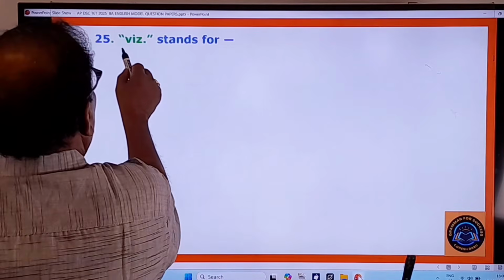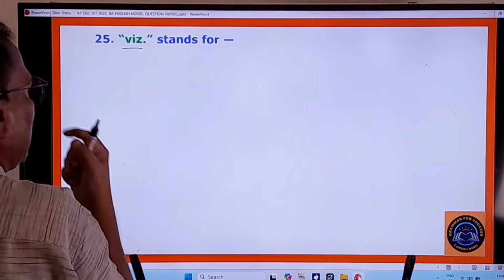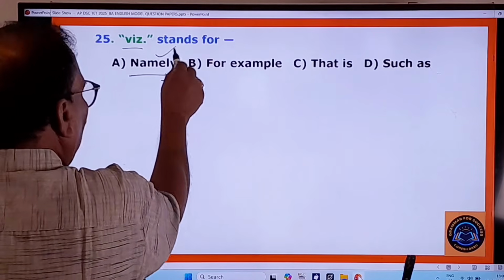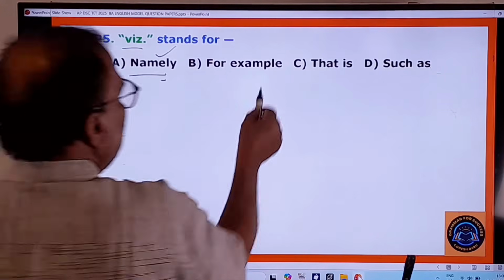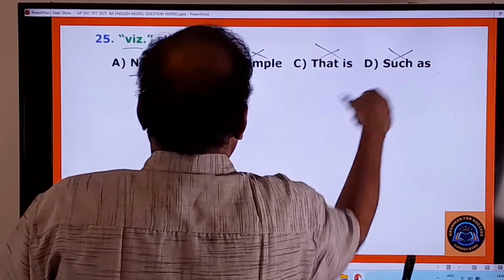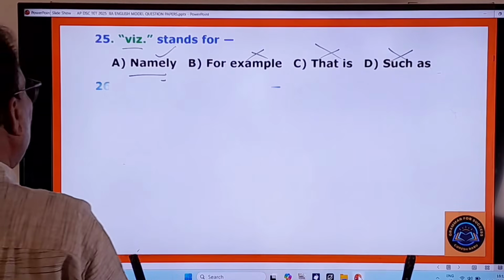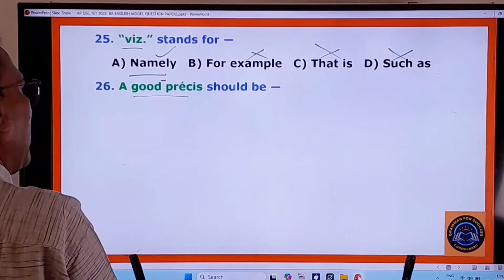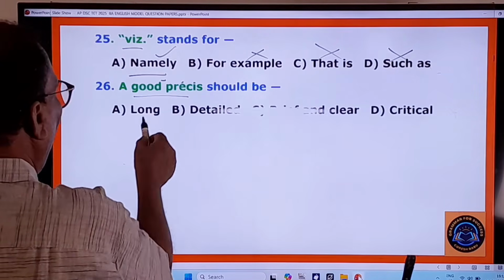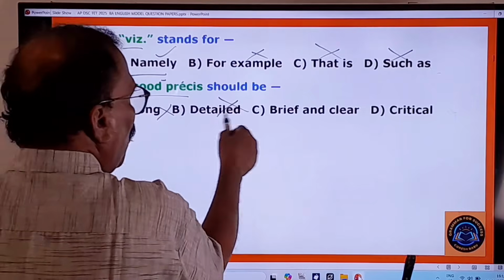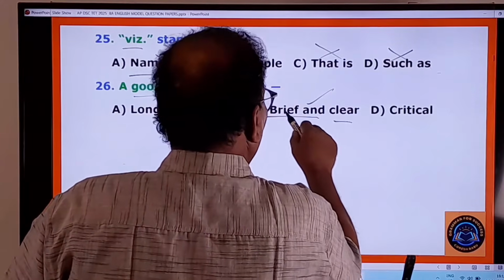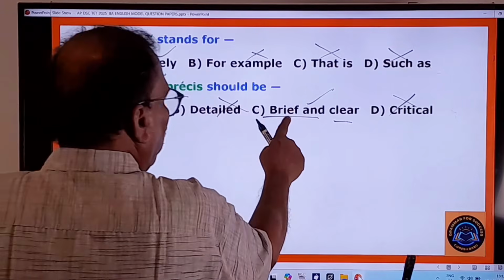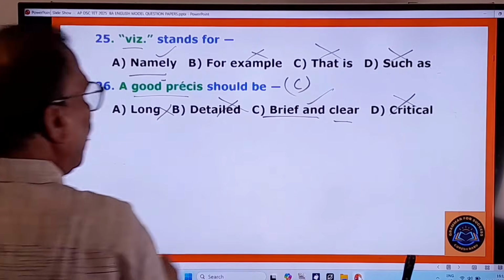25th question. Viz. Viz is a Latin word and it stands for what? Namely, anaga. For example, not, that is not, such as not. And you go to the 26th question. How should a good precis be? Long, no. Detailed, no. Brief and clear. Critical, no. So a good precis should be brief and clear. So C is the correct answer.